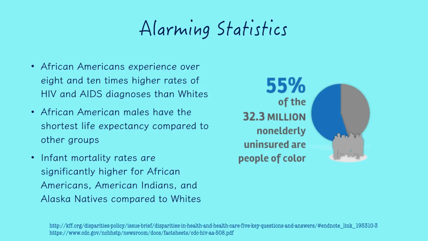African American males have the shortest life expectancy compared to other groups. According to the CDC, in 2010, life expectancy for the African American population was 3.8 years lower than that of the white population. This difference was due to higher death rates for African American population for heart disease, cancer, homicide, diabetes, and perinatal conditions.